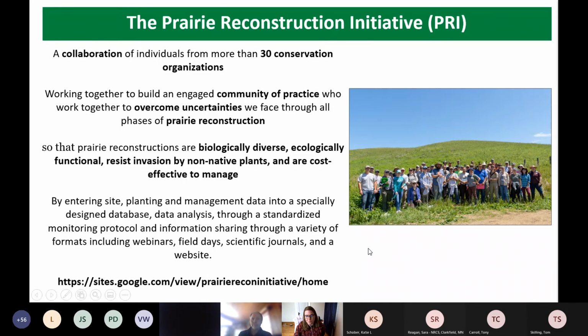And this is a throwback photo from 2019 when we were all in the field together, so happy, frolicking on a prairie and a prairie reconstruction.